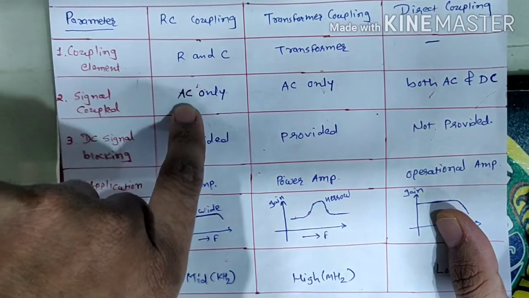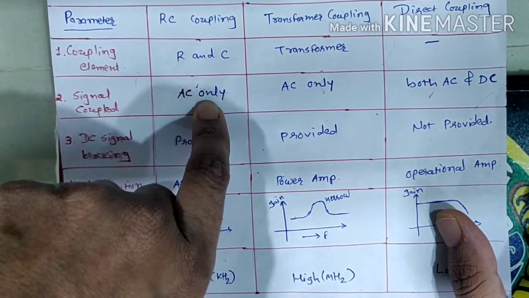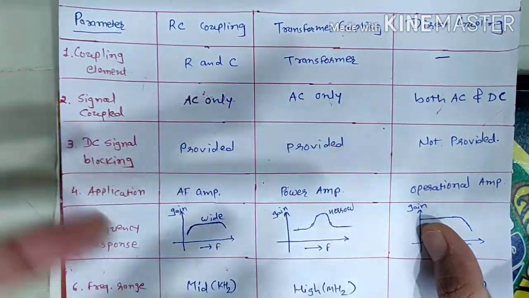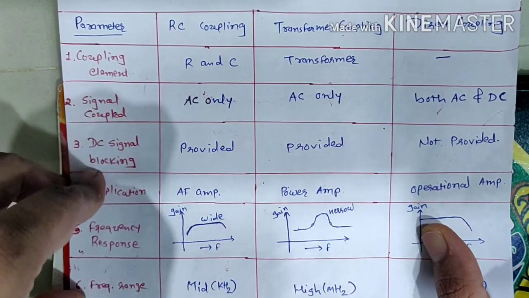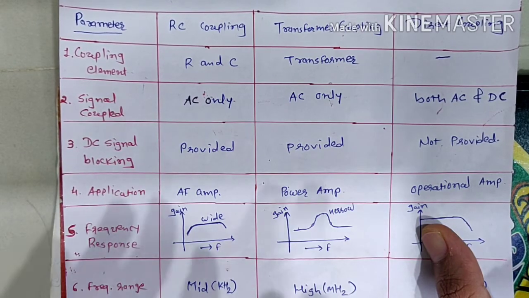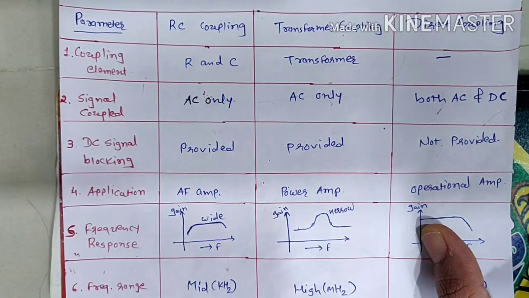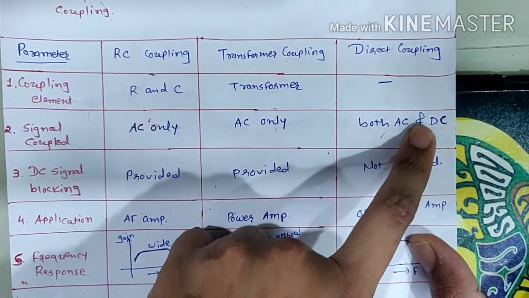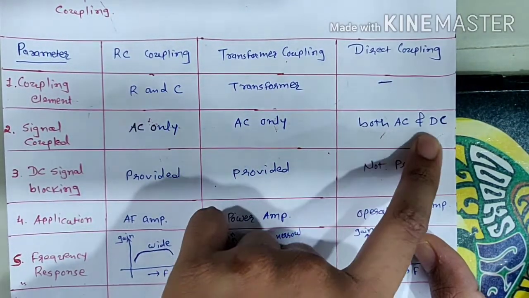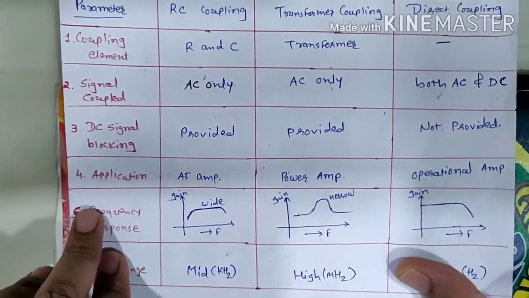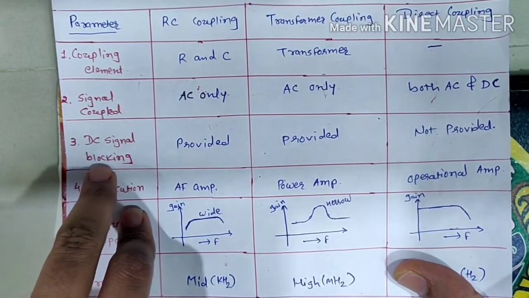So in RC coupling only AC will be coupled, meaning the AC signal of the first stage will only enter into the second stage. In transformer coupling it is similar, AC only, that means the AC signal will couple to the next stage, no DC signal will enter into the second stage. Now in direct coupling both the AC and DC signal will couple to the next stage of the amplifier.